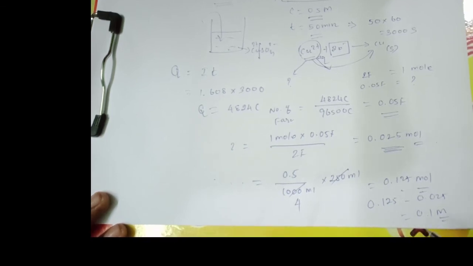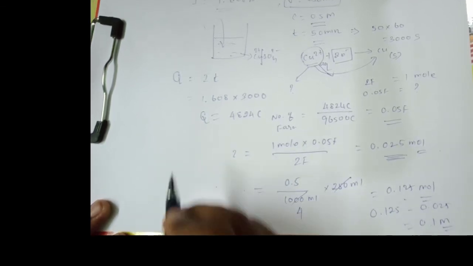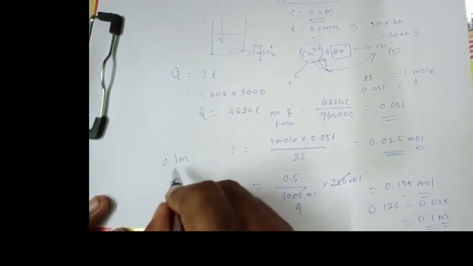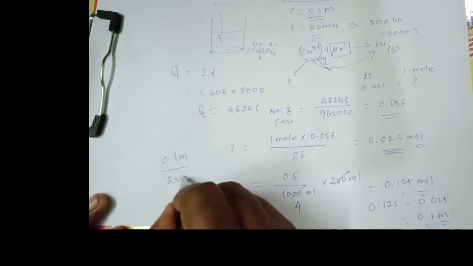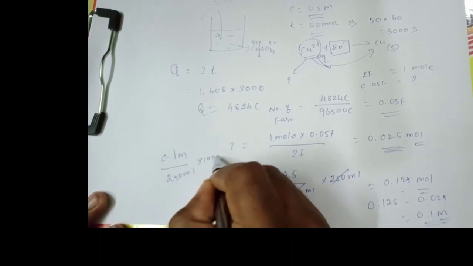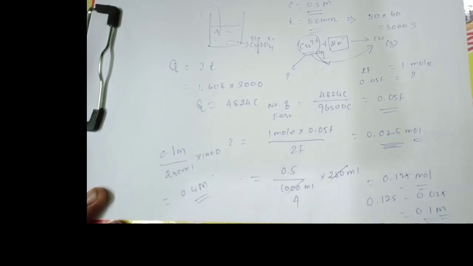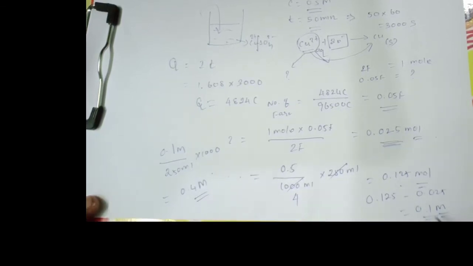But you are asked to calculate in concentration. So concentration வரும்போது 0.1 molar. That is the concentration in 250 ml. So multiply with 1000. If you cancel it, you will get 0.4 molar concentration in terms of molar. So this is 0.1 mole.